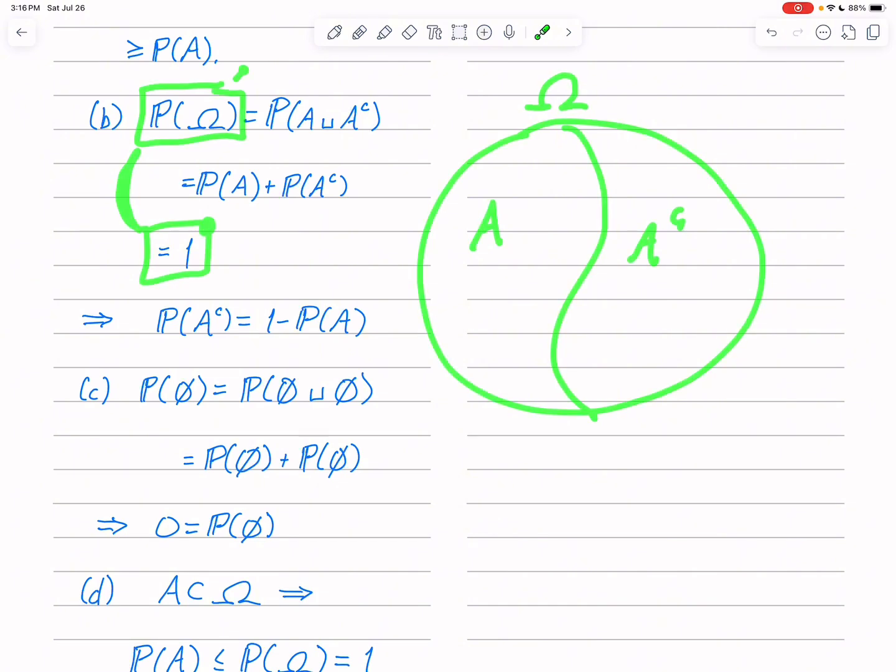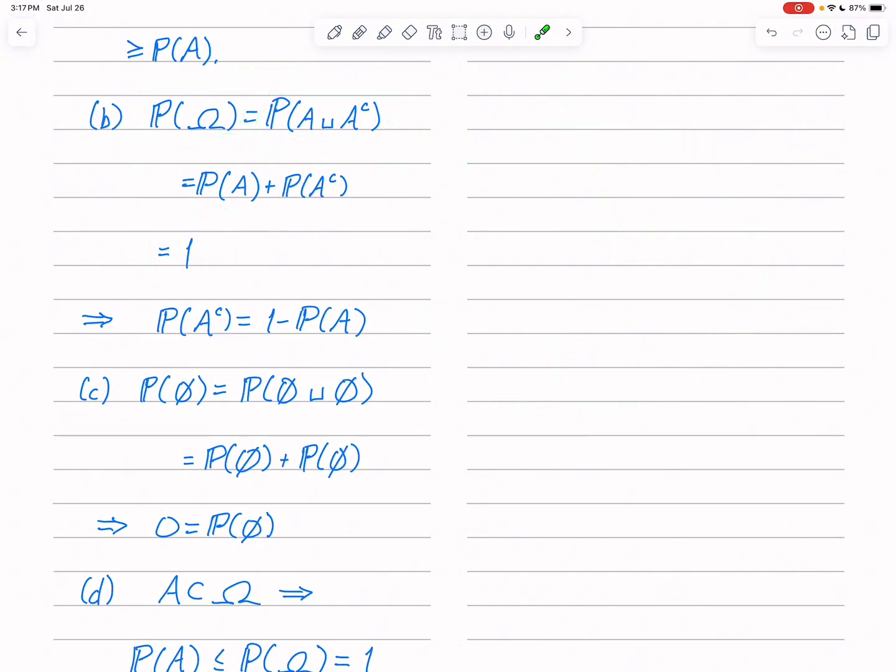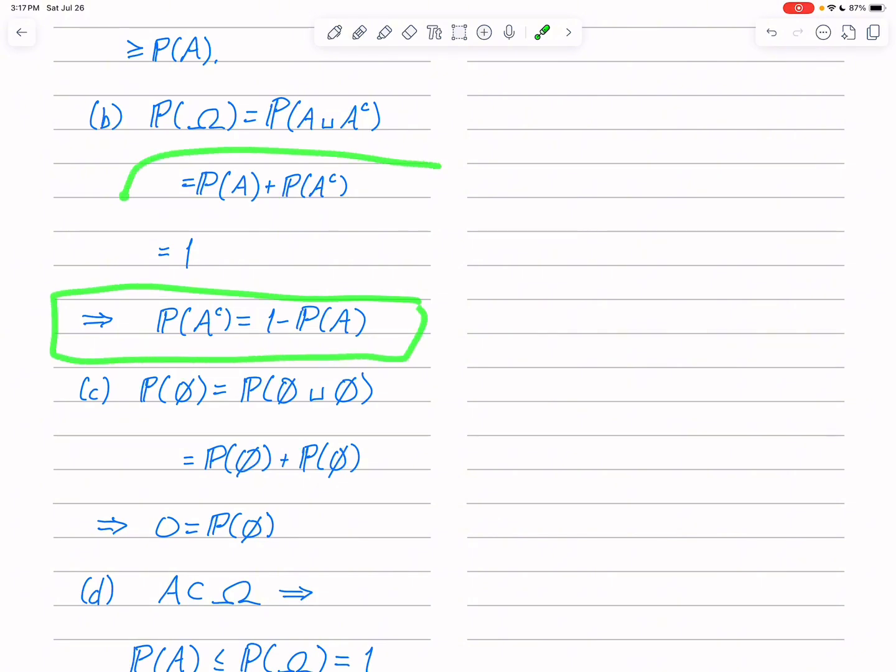But also we can use axiom 3. First of all, we're just going to write down omega as its decomposition into the disjoint union of A with A complement. And then we can apply axiom 3, which is the countable additivity axiom. And so we just add together each of the individual probabilities. And there you have it, right? We have now that all of these things are all equal to each other. And from that, it follows that, especially, let's focus on the last two pieces, right?